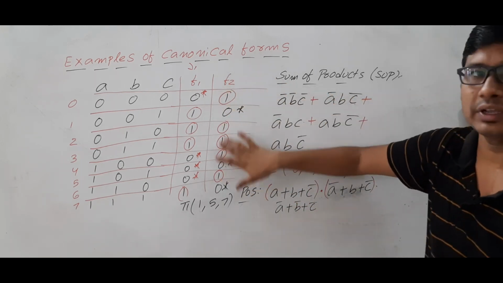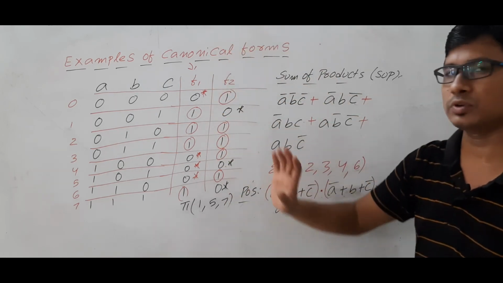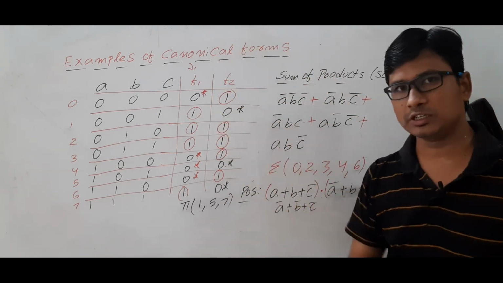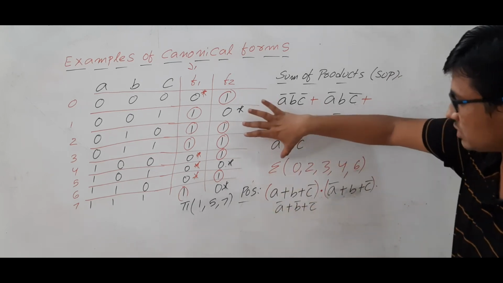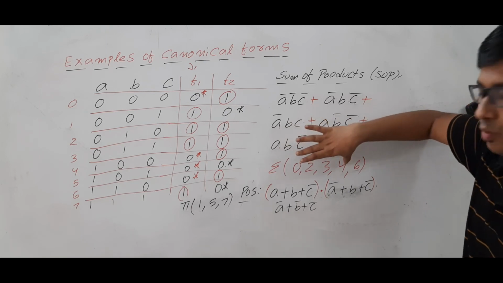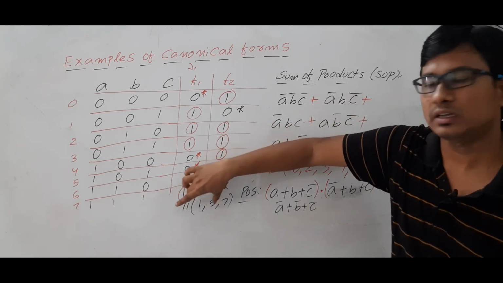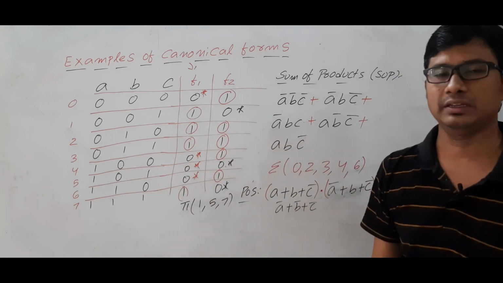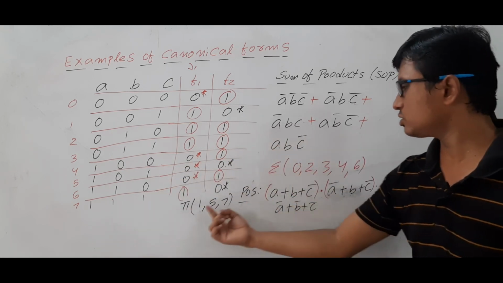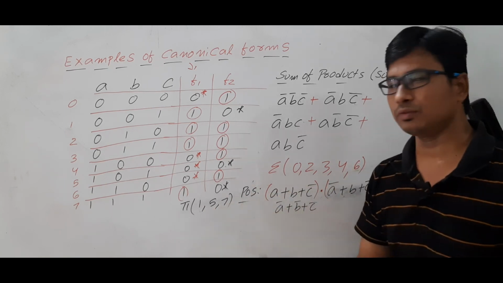Totally we have 8 combinations for this function. Am I right or wrong? 5 times it is producing output as 1, 3 times it is producing the output as 0. So once you find the sigma 0, 2, 3, 4, 6, whatever the values are missing, those values you can represent with a symbol called pi. So you see here 1 is not there, we have written. 5 is not there, we have written. 7 is not there, here we have written.